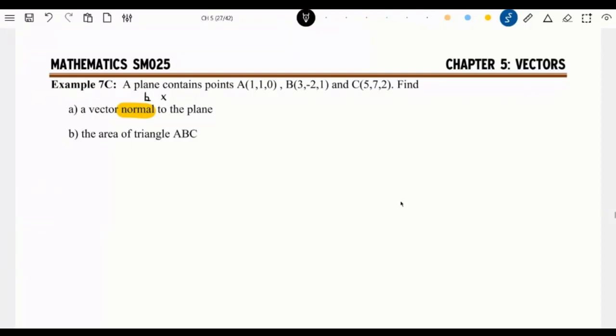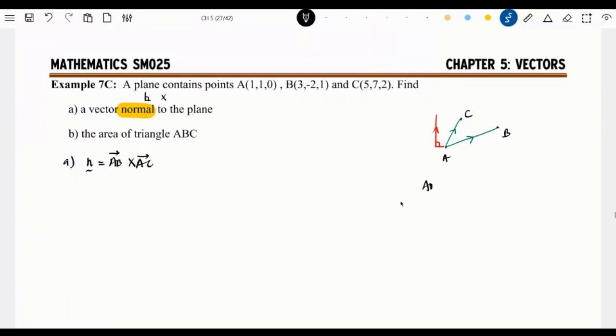So let's say we have 3 points here. So A, B, C. So dia minta cari normal to the plane. Yang perpendicular to the plane. Okay, so we gonna have to find AB cross AC. Nak terbalik pun tak ada masalah. Nak pakai point yang lain pun should be no problem. Okay. So what we should do is N equal to AB cross AC.